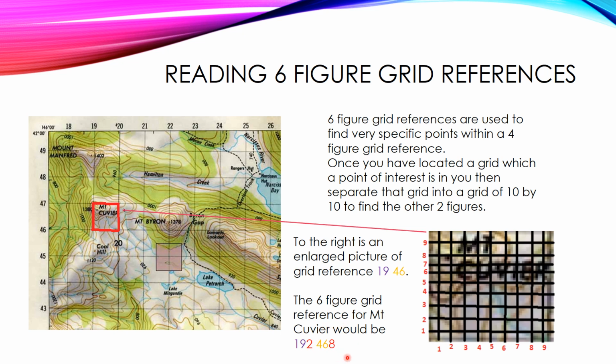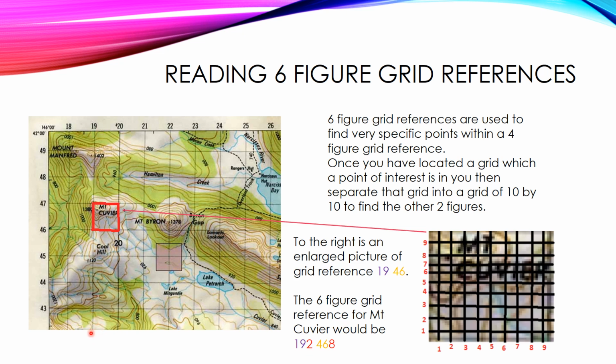So what I can do with this, I know that I'm looking for a specific spot within a grid, and this helps me find it. If I'm trying to find the very peak of Mount Cuvier, and I know that my grid reference is 192468, I know my eastings always come first, so I find my 19, and then I count in 2 notches, 1, 2. And then we're looking down this line here.